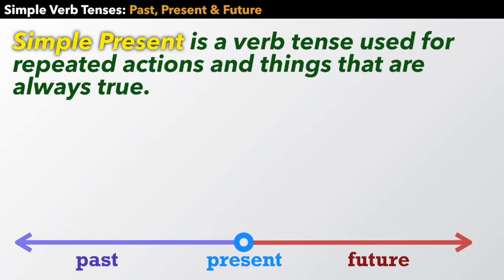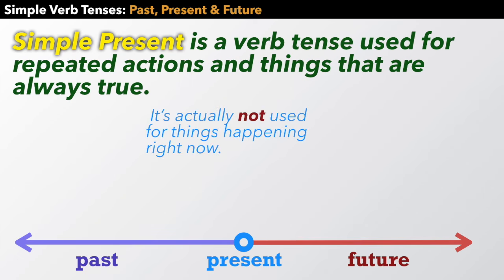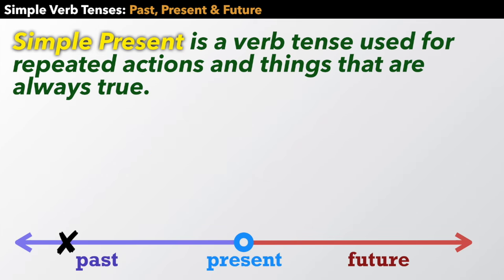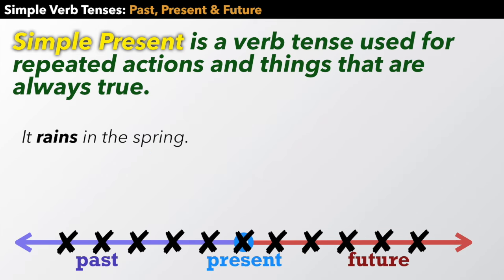Simple present is a verb tense used for repeated actions and things that are always true. It's actually not used for things happening right now. It rains in the spring. Past springs, this spring, and future springs rain.